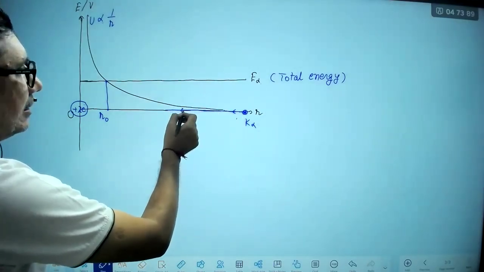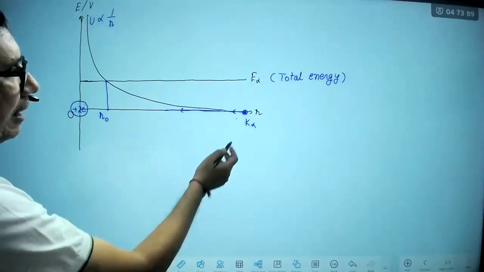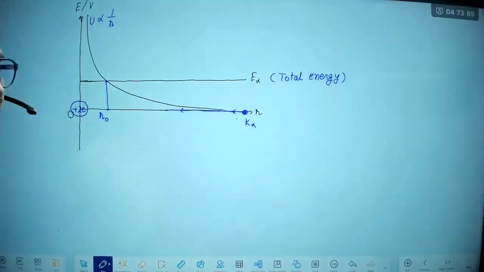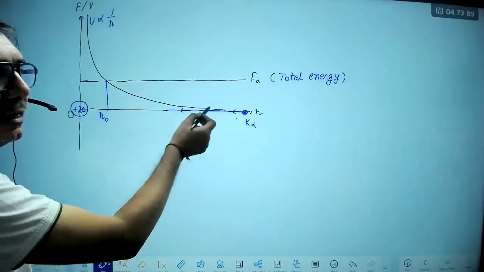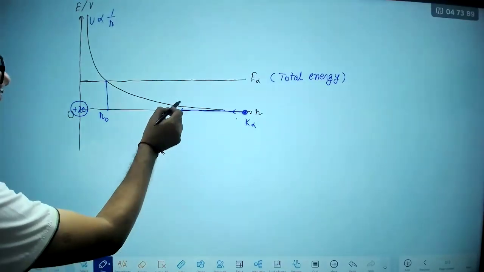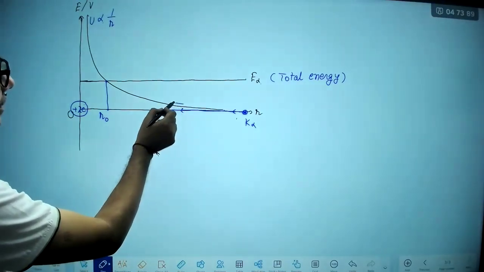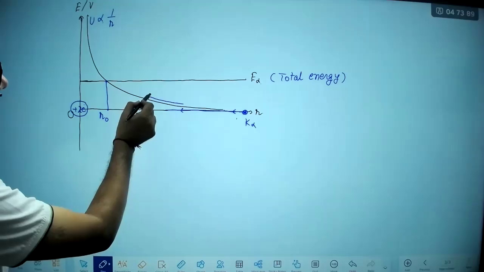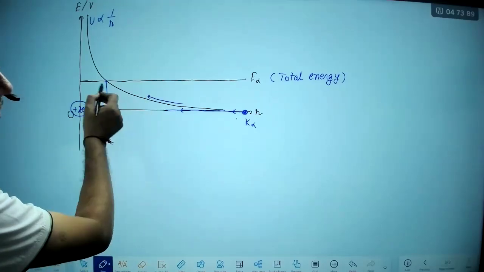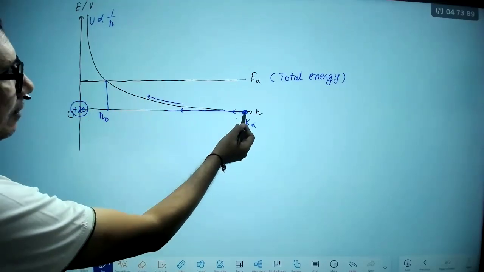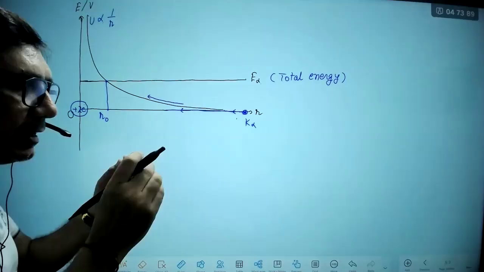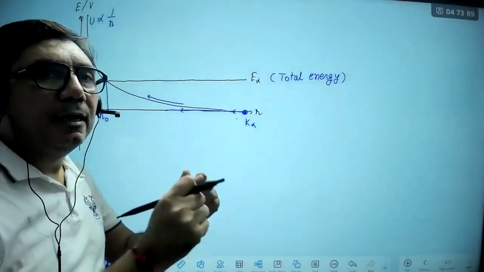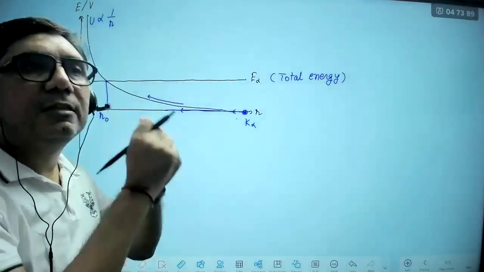And as it is moving like this, what is happening to this kinetic energy? When this alpha particle is moving towards the nucleus, what is happening to its kinetic energy? The kinetic energy of this alpha particle is decreasing. Try to understand, it is converting into potential energy, so potential energy is increasing. What is happening when the alpha particle is approaching the nucleus? The interaction between the nucleus and the alpha particle is going to increase.